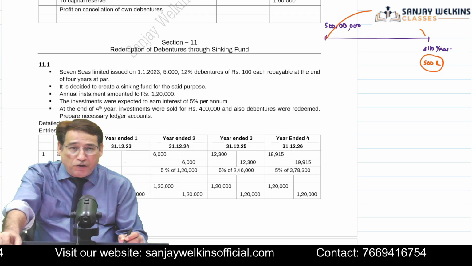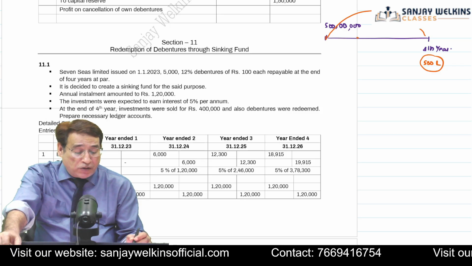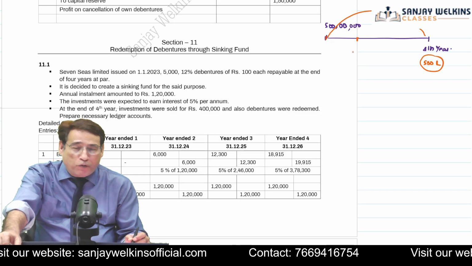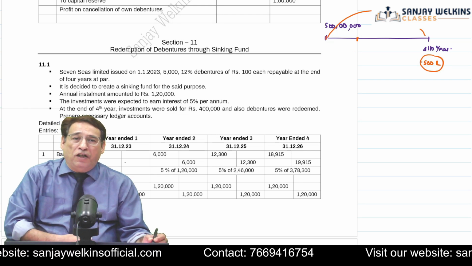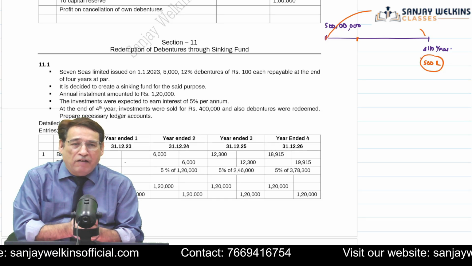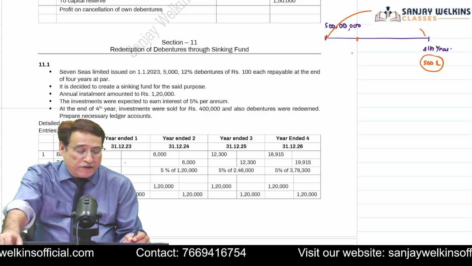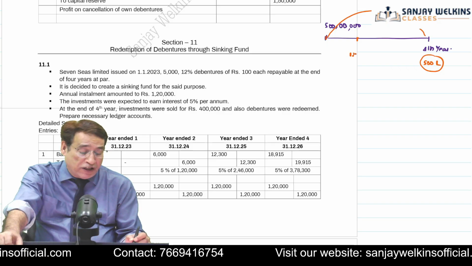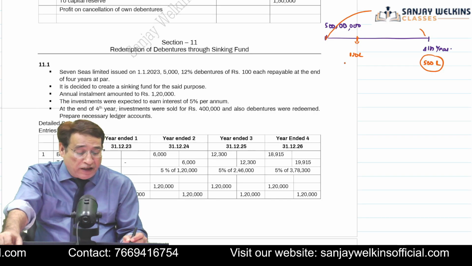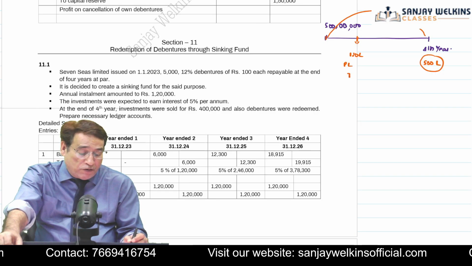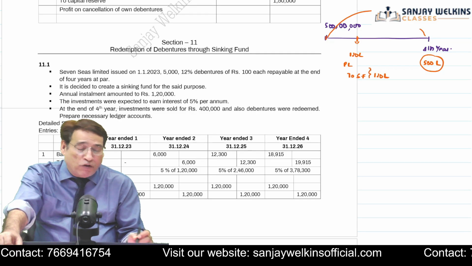So at the time of issue, when the company issued 500 lakhs worth of debenture, let us say the directors decided that every year out of profits, we are going to set aside an amount, so that by the time we reach the end of the fourth year, we have enough balance and we need not worry about the payment. For example, let us say the directors decided that every year we are going to set aside 120 lakhs. So when the company reaches the end of the year, the directors will pass an entry: profit and loss account debit to sinking fund. This entry they are going to pass and they will set aside 120 lakhs.